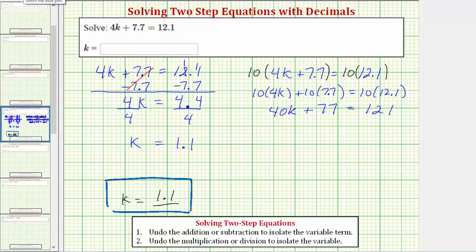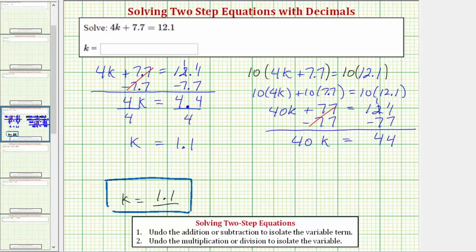So just as before, the first step is to undo the addition. To undo plus 77, we subtract 77 on both sides of the equation. Simplifying, the minus 77 undoes the plus 77, or 77 minus 77 is 0. So we have 40k equals, on the right side, we need to subtract. 11 minus 7 is 4. 11 minus 7 is 4. The difference is 44. Second step, undo the multiplication.